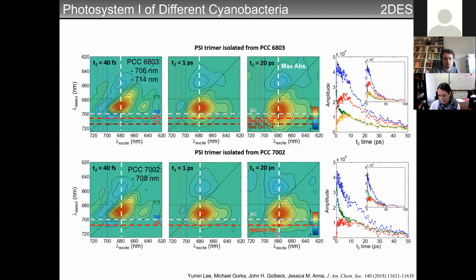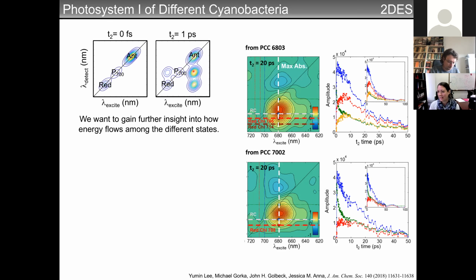Okay, so from this spectra, we're getting some information that there's downhill energy transfer to the red chlorophylls. We can see this as sort of a growth. But what we'd really like to do is try to extract some more information from the 2D spectra, right? So we have this sort of line shape change. Can we go back to this picture of the connectivity?